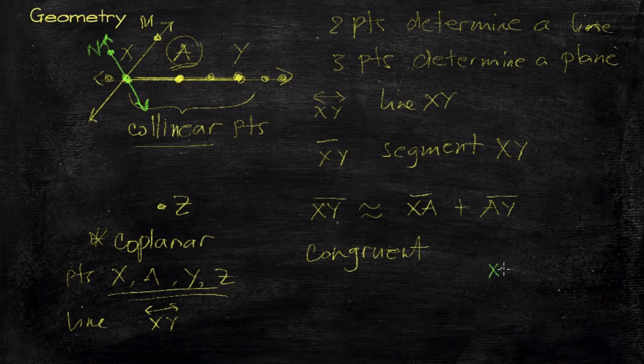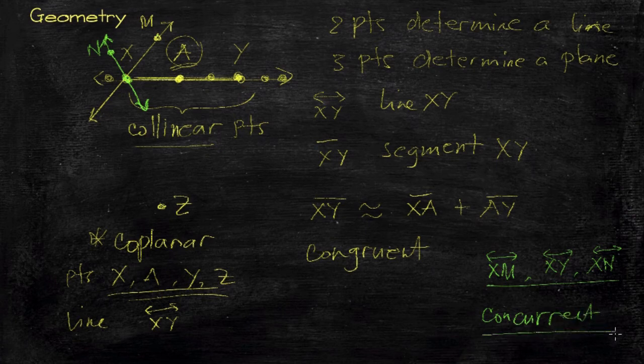Si line XM, si line XY, at si line XN, all of them are called concurrent lines. Concurrent meaning they all of them pass through the same point. Lahat sila ay tumagos sa point X. So, lahat sila dumaan doon. So, they are called concurrent.